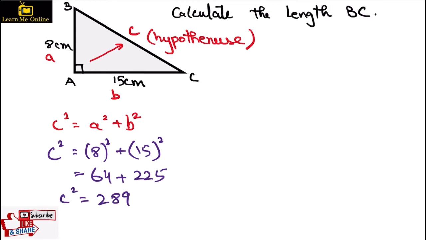Now remember that you are finding out the value of c, and this is c squared here. So to get rid of the square, what we do is take the square root on the other side. So 289, we do the square root of it, and the square root of 289 would be 17. So we say that the length of c is 17 centimeters. This was the simple one.